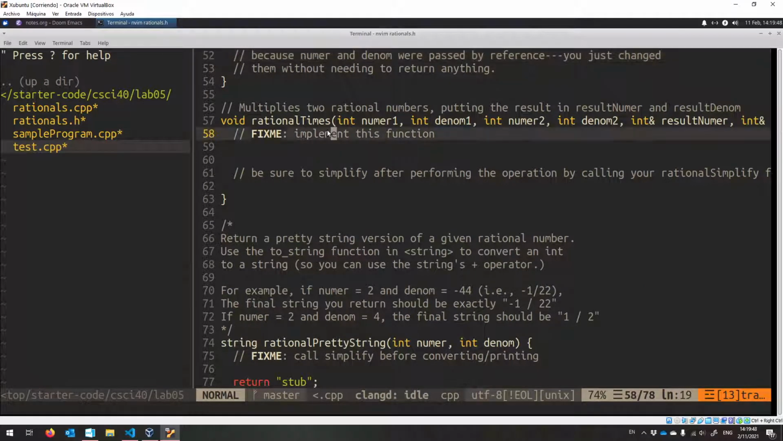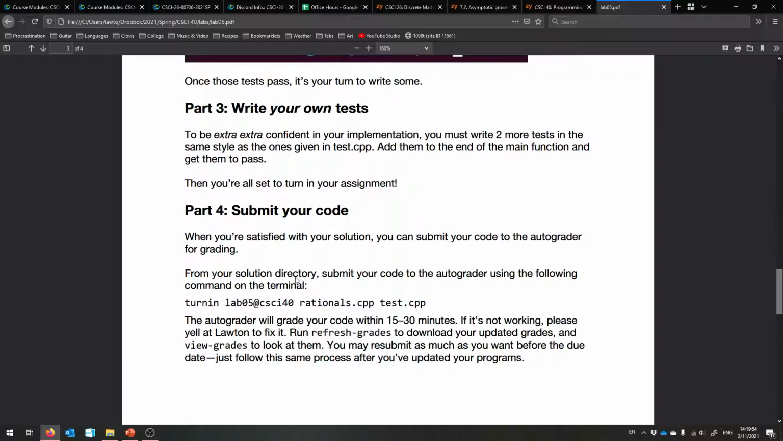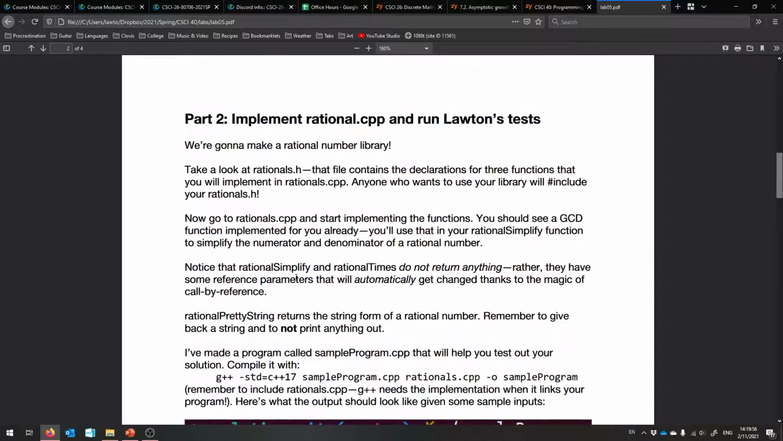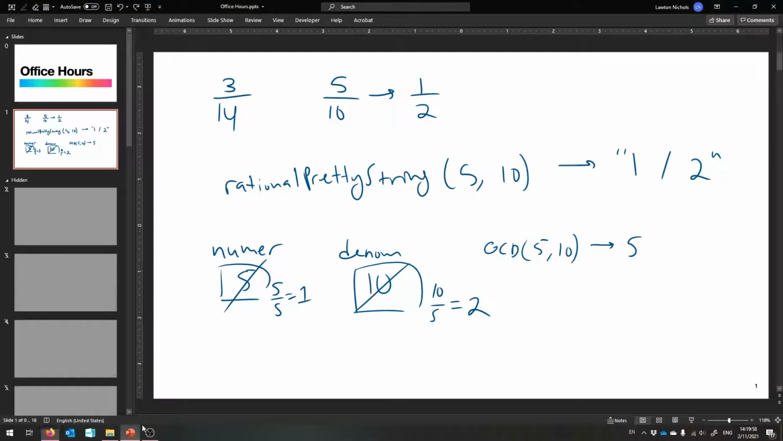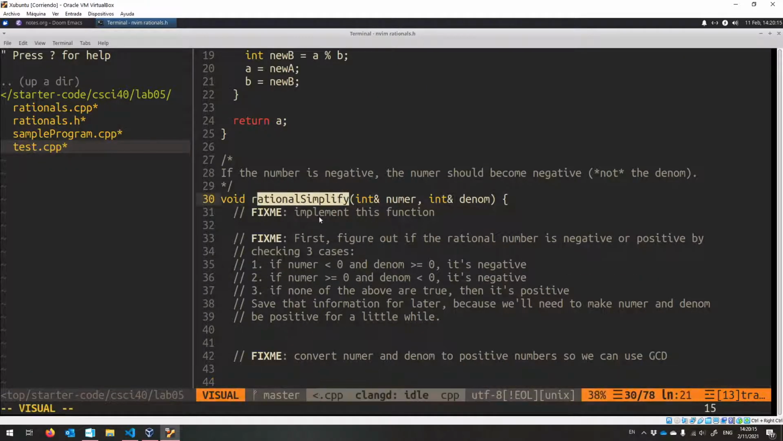And then for times, remember how to multiply two rational numbers. Let's see, do I say it down here or anything? No. Let me show you on this. Well, if you have two rational numbers like a over b and c over d, and you want to multiply them, well, it's just ac over bd, right? Not too bad. And then you go and simplify this. Okay, so you're going to be using that simplification function all over the place. So it's good to get it done first.